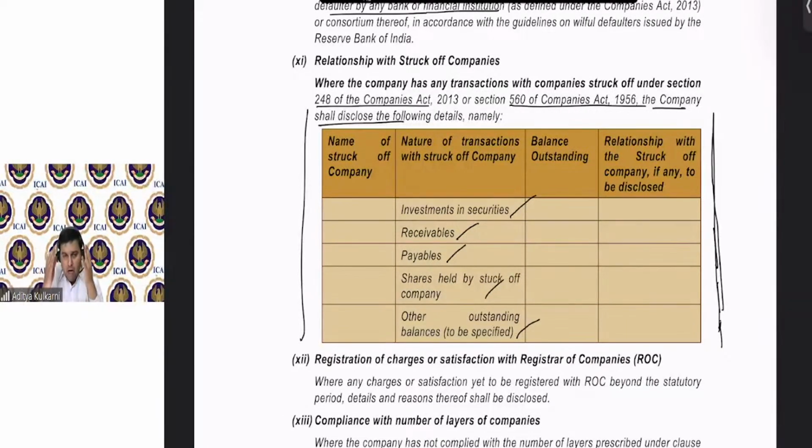So you pull out the master list of vendors and customers. Out of that master list, you will then move on and identify those vendors, customers, etc., where you are having transactions. So the first level of filter is total parties.